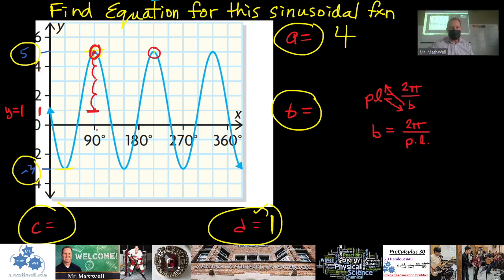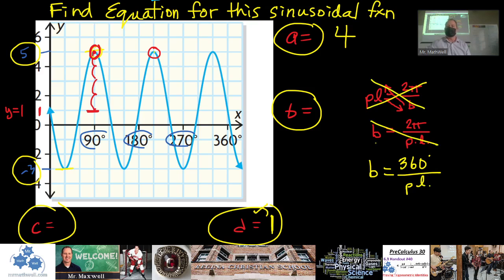Now, this is in degrees. So here's another thing we need to notice. Do you see how this is degrees? This is not radians. So guess what? B can also be written as, what's 2 pi in degrees? 360. Thank you. 360 degrees divided by the period length. So we are not necessarily going to use this radian version. We're going to use the degree version. All right, now we're in business.